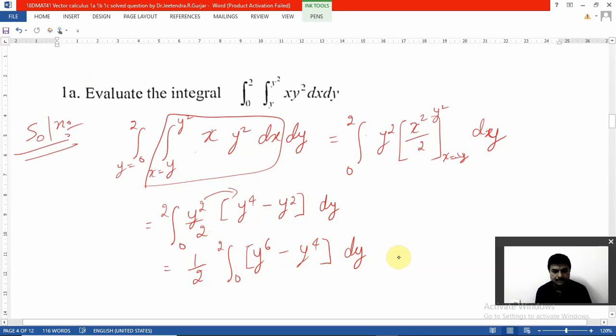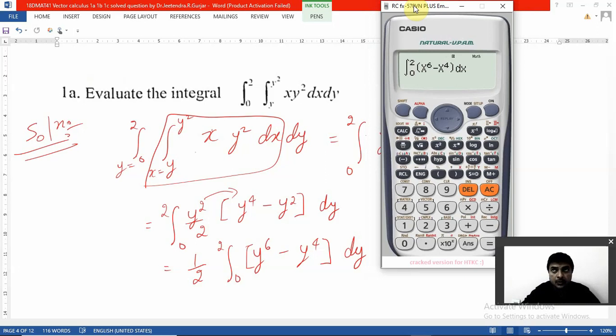Now just simplify, you can substitute in the calculator, students, 4 dy. Yes, I'm going to put it in the calculator, but in the calculator you can see we cannot take y variable, so instead of y I have taken x variable, so this is dx. Just put it in the calculator, say equal to, yes students, you can see we get the value 416 divided by 35. Okay, so this value is again divided by 2.